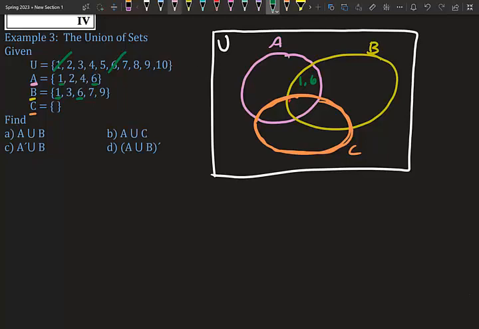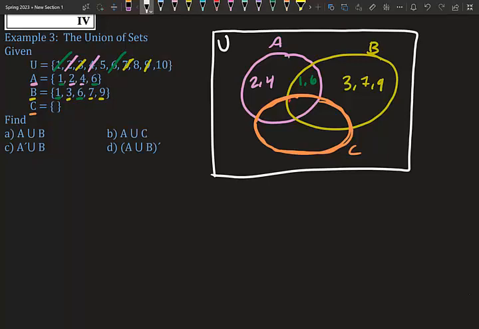So what's left over in A? We have 2 and 4. Since we put those on the page, we get rid of them in the universal set. And for B, what's left over is 3, 7, and 9. Since we put those on the page, get rid of them on the universal set.